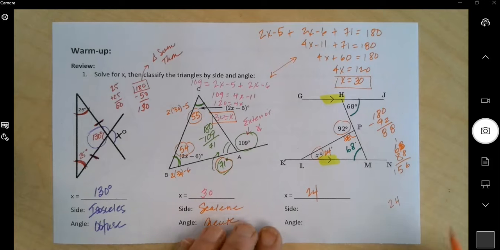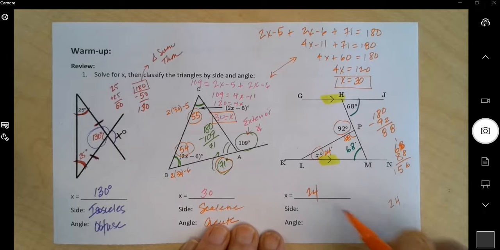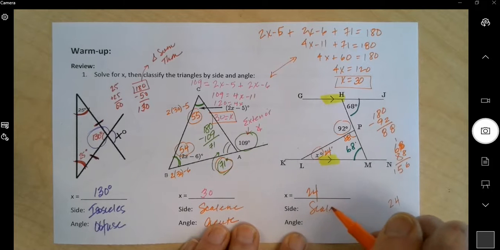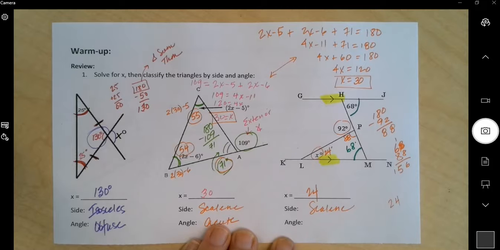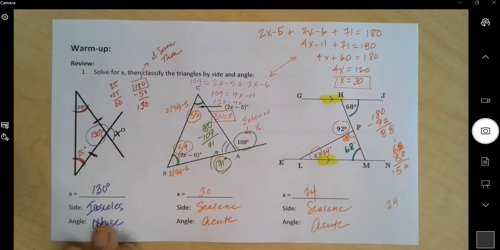Sides and angles, talk to me. Scalene, I heard it. Keep going. It's another scalene, acute triangle. Very good.